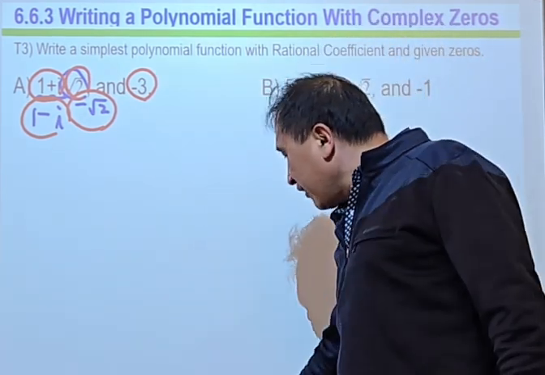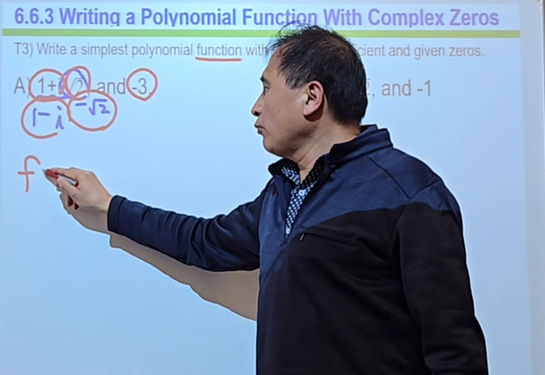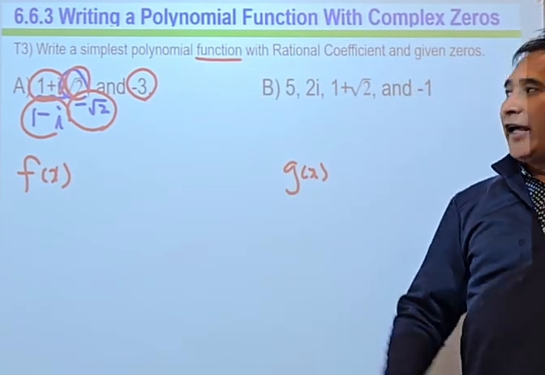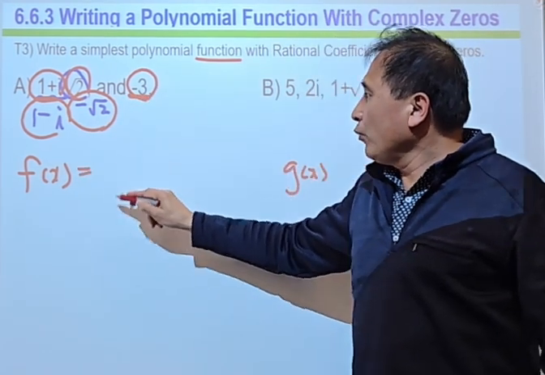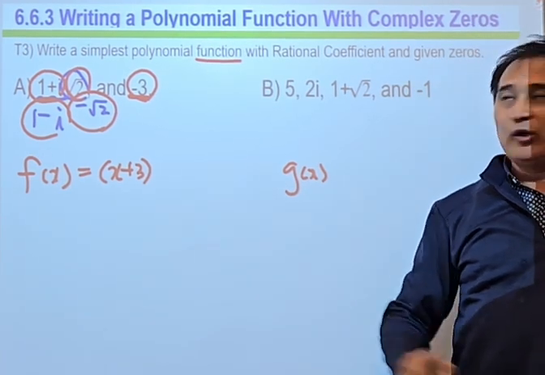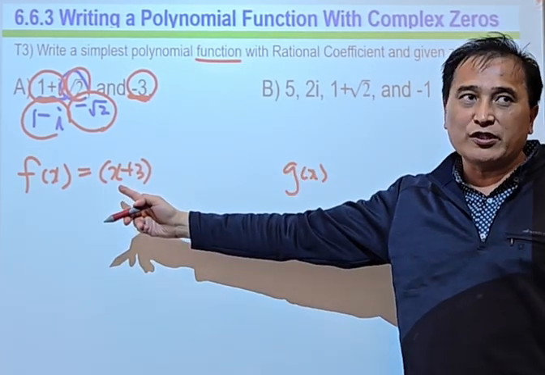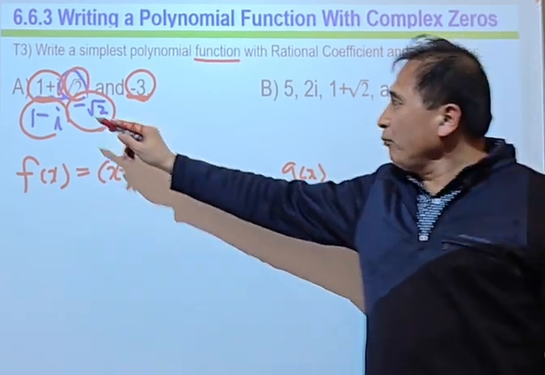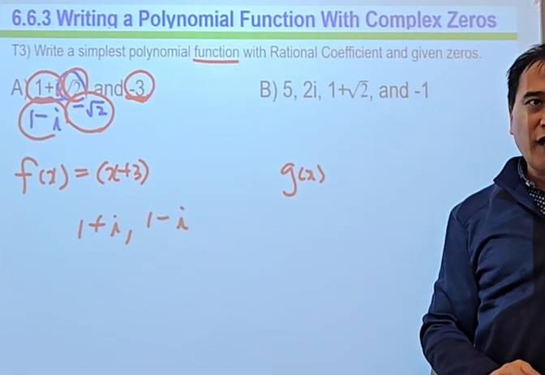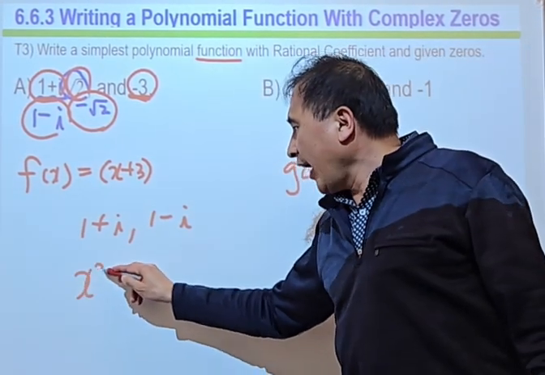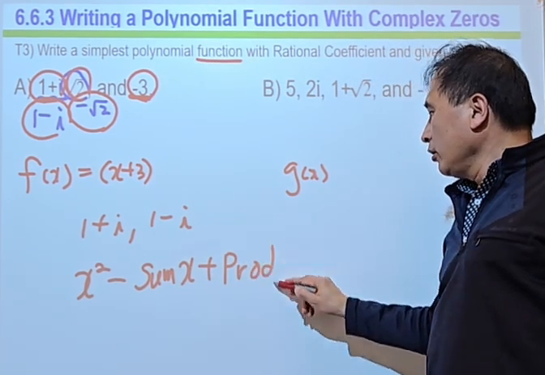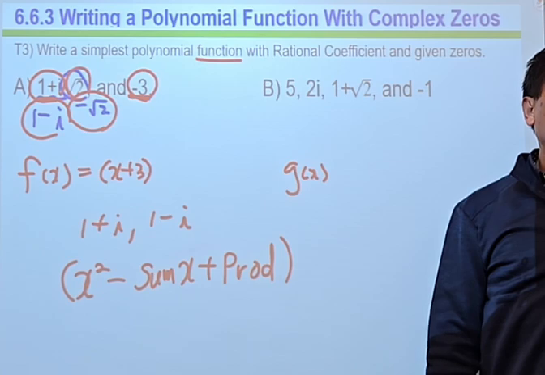And because they're asking for a function, you can name the function whatever you want. So f(x) here, maybe you can name it g(x) here, okay? And when minus 3 is a zero, we did it. x plus 3 is a factor. Remember, minus 3 is a zero, the opposite, x plus 3, is a factor, right? And from 1 plus i and 1 minus i, these 2 zeros, okay? So, do you remember x squared minus sum x plus product? You can use it from the conjugates, right?